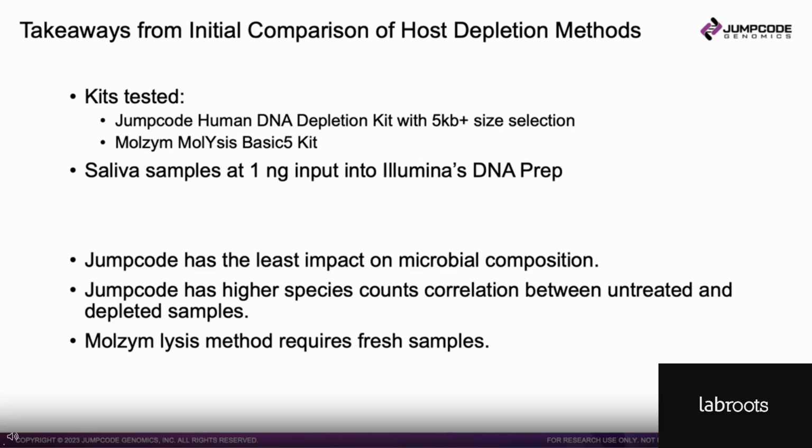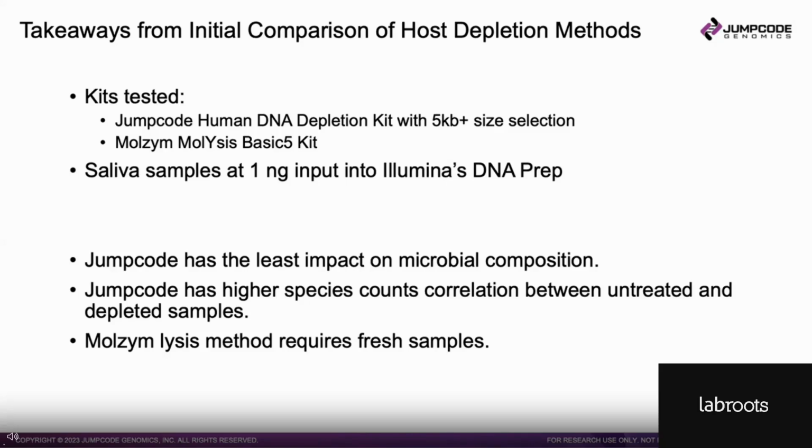To make sure that there was no bias introduced by the DNA extraction method after the depletion of human genome from the saliva sample using MolYsis Basic5, microbial DNA was extracted using the QIAGEN blood and tissue total DNA extraction kit, which is the same DNA extraction kit that was used for the sample treated with the Jumpcode Genomics human DNA depletion kit.